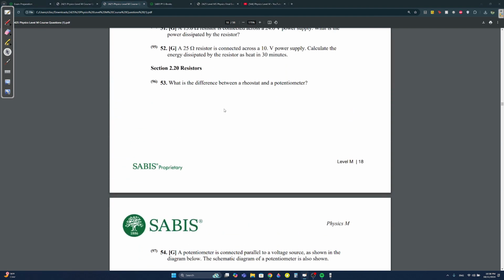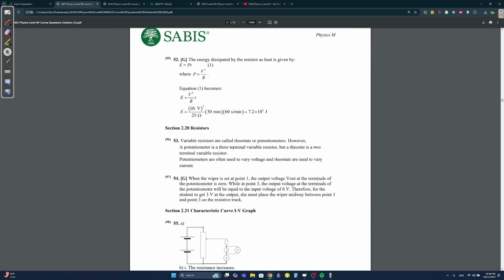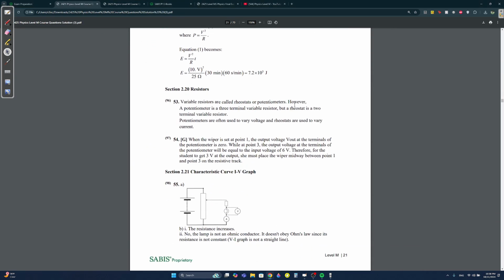What is the difference between a rheostat and a potentiometer? Remember that a rheostat controls current. Variable resistors are called rheostats. However, a potentiometer is a three-terminal variable resistor, but a rheostat is a two-terminal variable resistor. Okay, you can use any of these. You could say the first thing, I guess, and maybe if it was a 2-mark question, variable resistors are rheostats or potentiometers, right? Remember, if you remember in my notes, I need to make a document linking all of them. Basically, I told you that resistors can be fixed or variable, and variable resistors are either rheostats or potentiometers. Don't write what I did here. Okay?